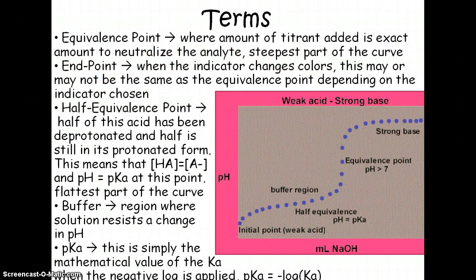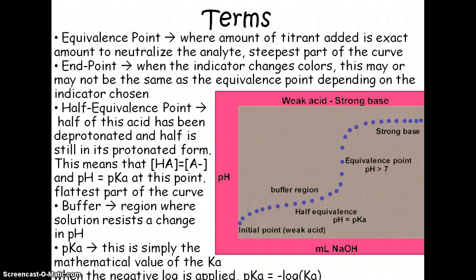All right, some terms. Equivalence point is the spot on the titration curve where it is the exact stoichiometric amount needed for acid and base to completely neutralize each other. It's the steepest part of your curve. So here's a titration curve, and the steepest part, which is right here, is going to be your equivalence point, because that's when you have just the right amount of acid and just the right amount of base to cancel each other out and make a salt and water.